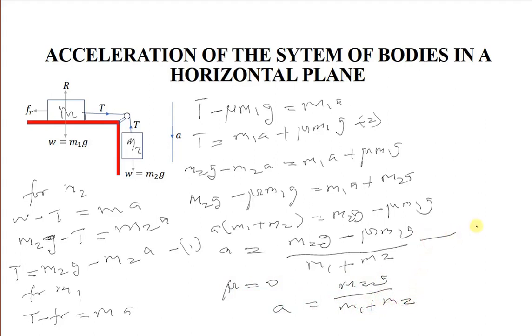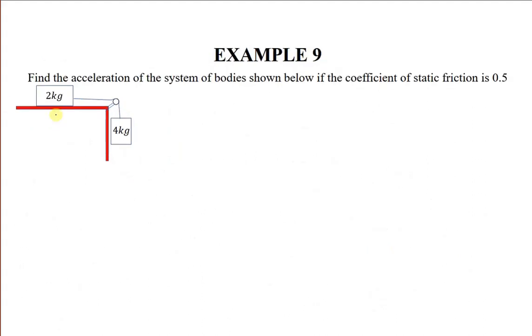Now, equation 3 is for a body on a rough inclined plane, and equation 4 is for a system of bodies on a smooth horizontal plane. Sorry, horizontal plane, not inclined plane. Now let's take an example. Find the acceleration of the system of bodies shown below if the coefficient of static friction is 0.5.